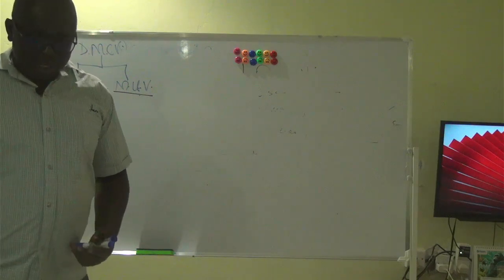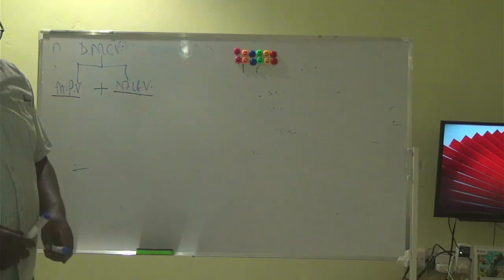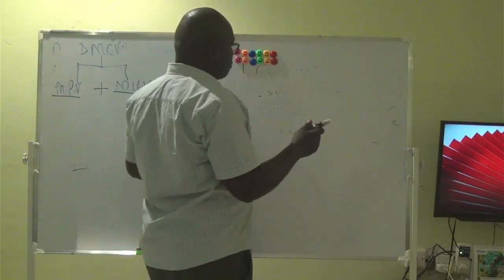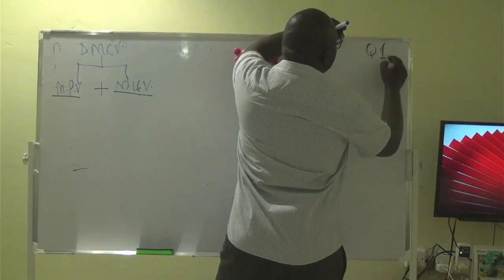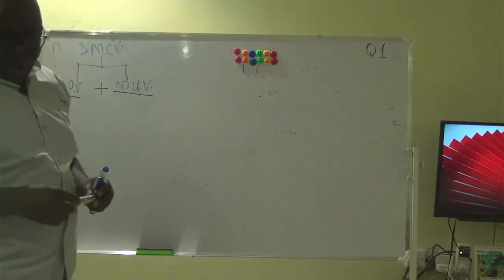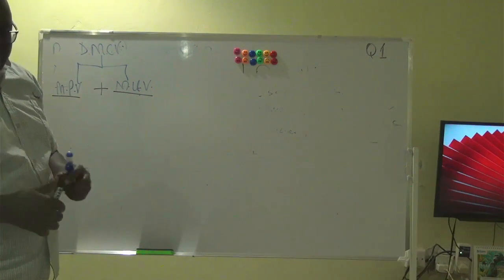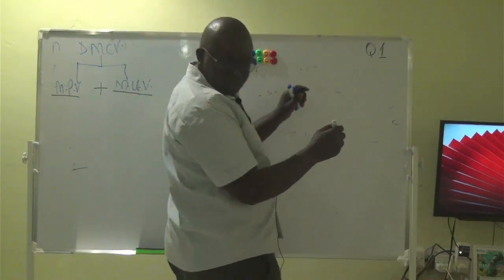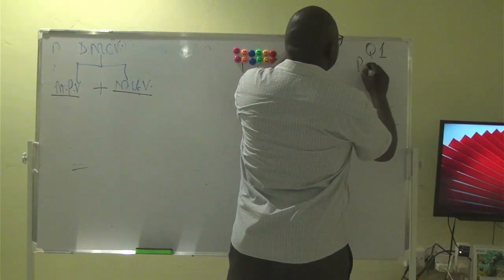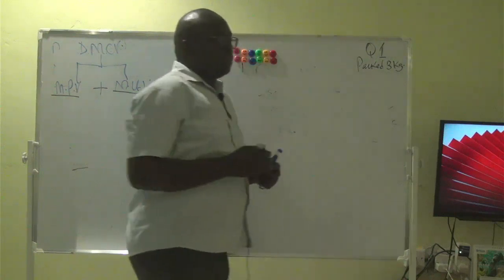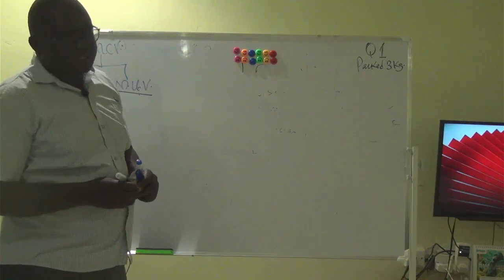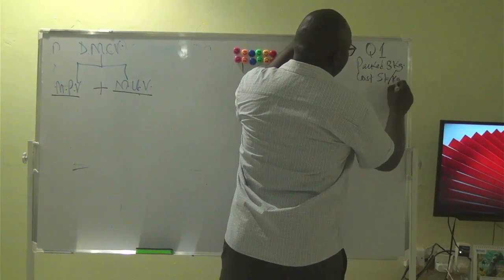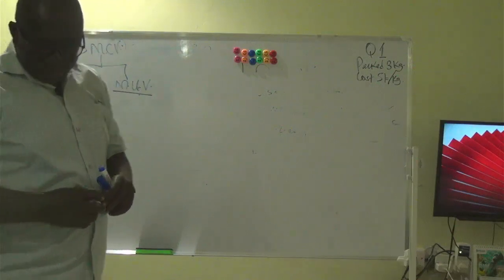Let us pick this example. Kuman Company Limited engages in the production of a product named Q1, which is packed in 3 kgs, and the cost is 5 shillings per kg.